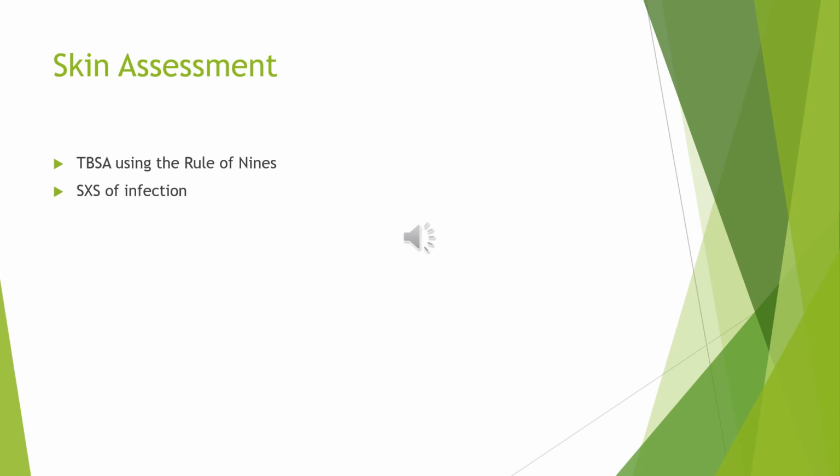Skin assessment that we're going to look at on our patient, utilizing the total body surface area with the rule of nines, and then also the signs and symptoms of infection. So those are going to be the main things that we're looking at with our skin. So look at that rule of nines that was mentioned previously in this PowerPoint and make sure you know how to calculate the total body surface area according to that.